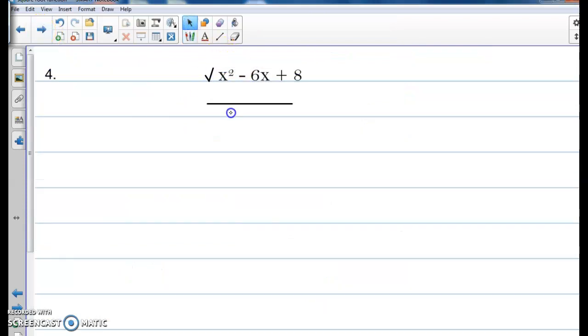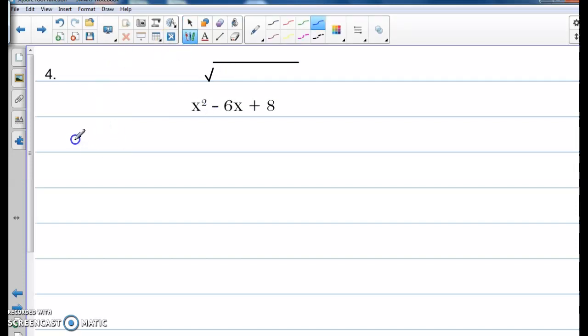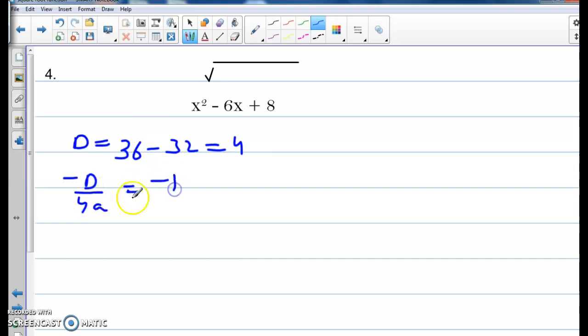Let us take one more question. Take this out. Find its d. D is 36 minus 32, 4. Minus d by 4a is coming out to be minus 1. Therefore, we can say minus 1 is less than or equal to this, less than infinity.